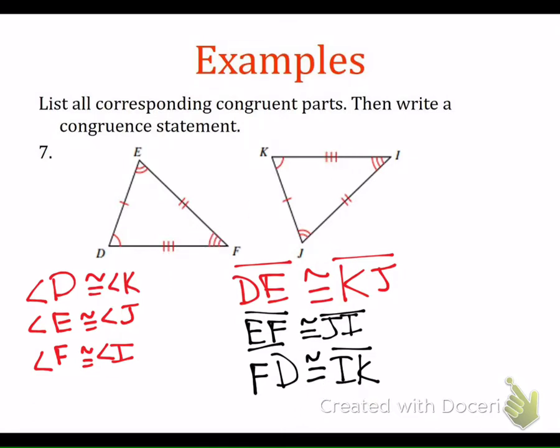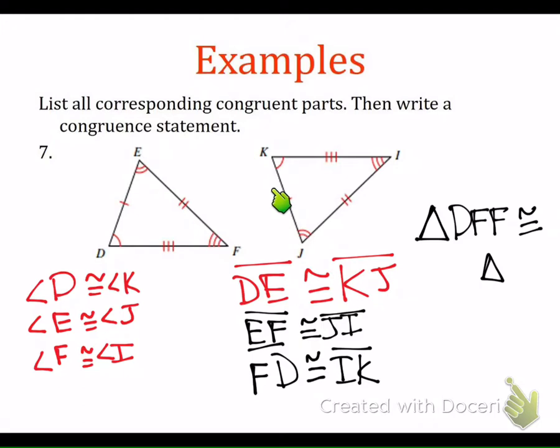Now you are writing the congruence statement. The congruence statement is where you say triangle blank blank blank is congruent to triangle blank blank blank. Now, the first triangle, you get to pick the order. I usually go with the order that I did the angles. So DEF is how I'm going to write the first triangle. Triangle, you just draw a little triangle. That's the symbol for triangle. DEF is congruent to triangle.